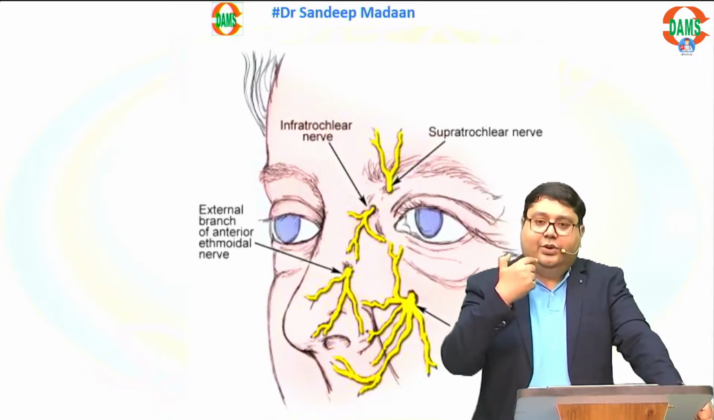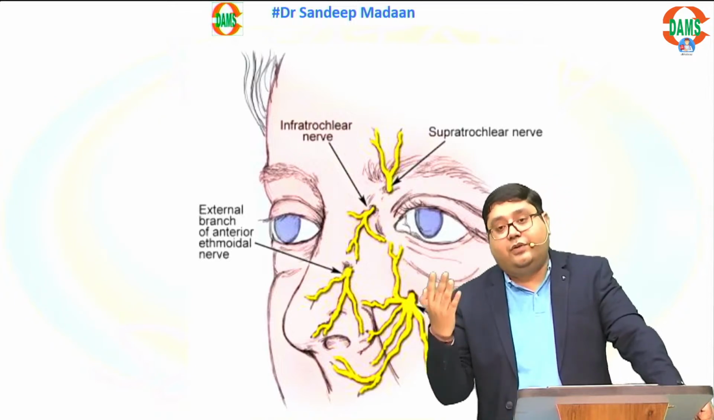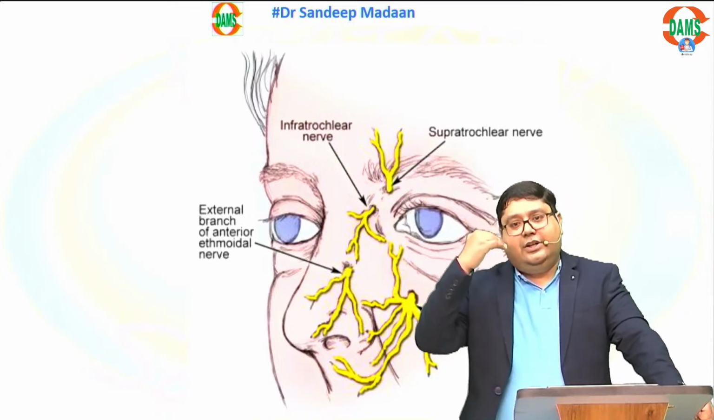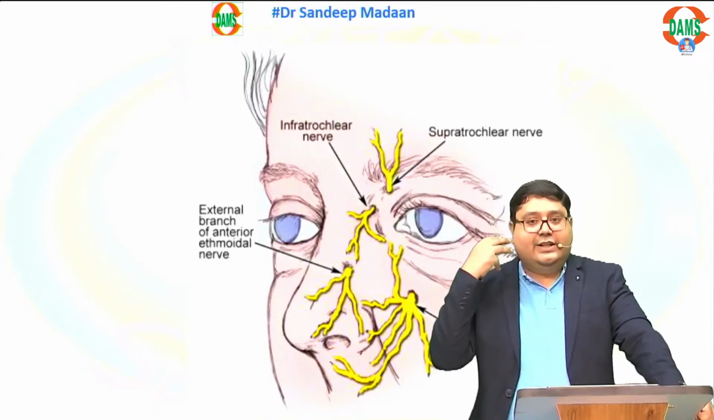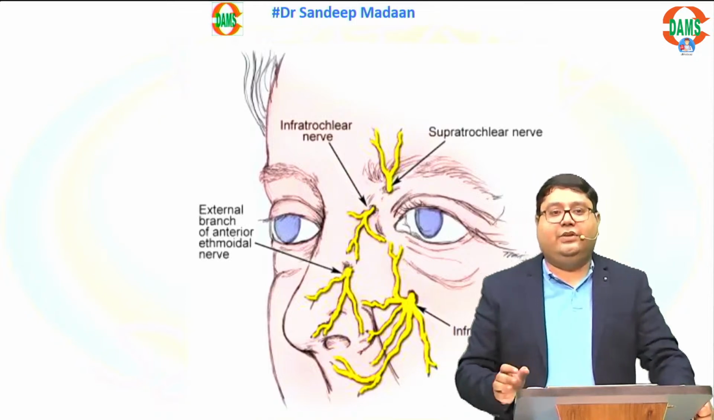But the tip of the nose, we have the anterior ethmoidal nerve, which is a branch from the ophthalmic division, not from the maxillary division. And that travels within it. It does not come from outside. Do you appreciate this? Okay, so that is how it will be present.